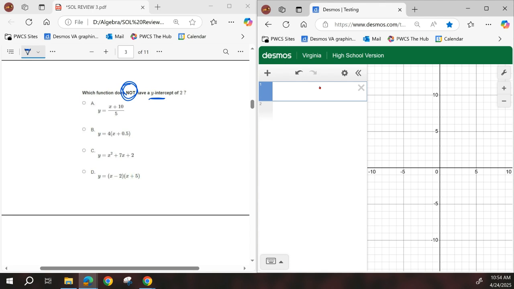We can use the same process. We can just type each of them in. You don't have to do the y equals. You can if you want to, but we can just do x plus 10. Highlight that and divide it by 5. It does have a y-intercept of 2. That second number tells us the y-intercept value, 2. So this is not an answer. We're looking for the ones that do not have a y-intercept of 2.